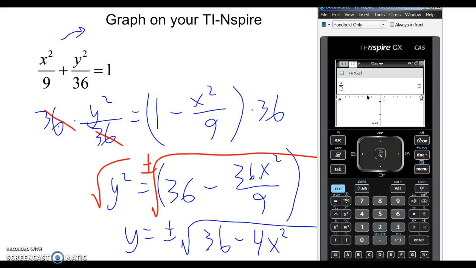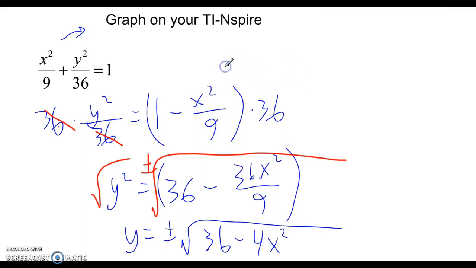I can type in x squared over 9 plus y squared over 36 equals 1. If you do that and press enter, it's not solve for x, not solve for y, it'll still graph it all at one time using the relation method of graph entry. So there's two ways to graph an ellipse in your calculator.